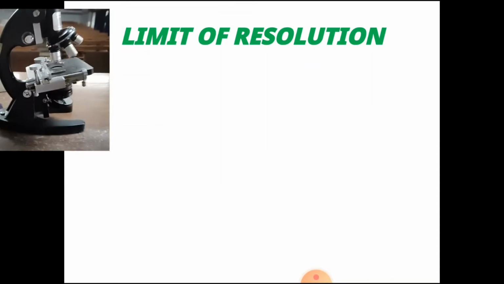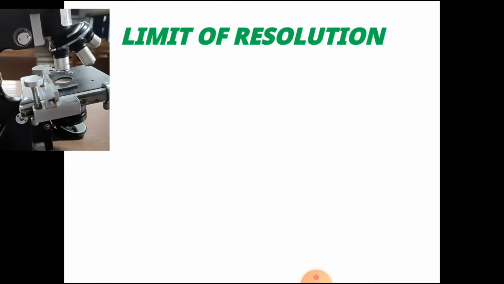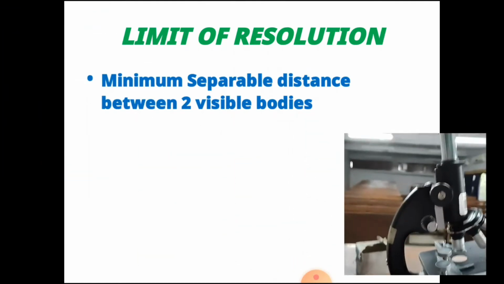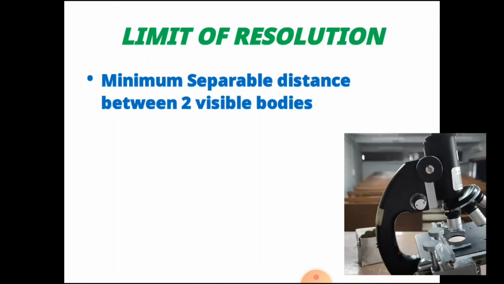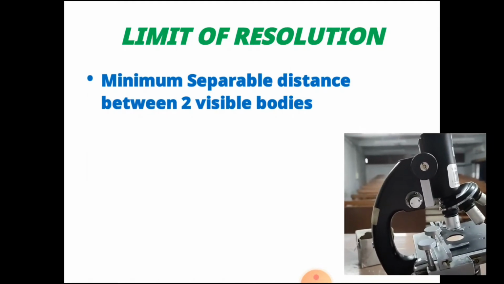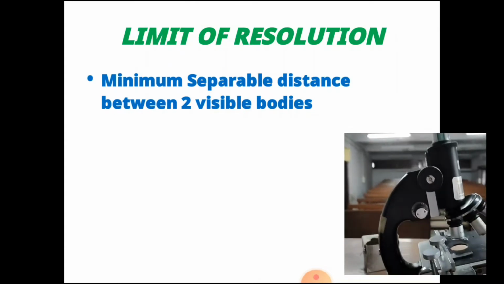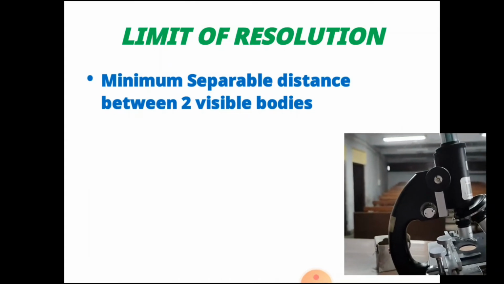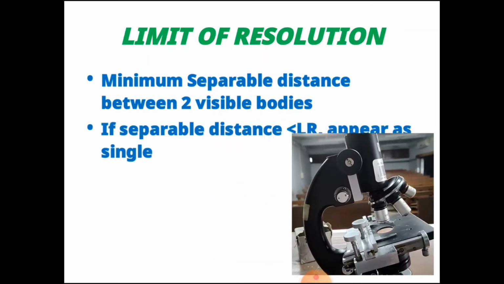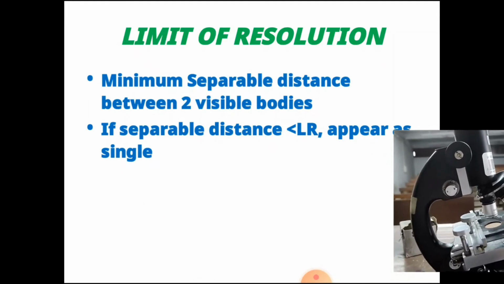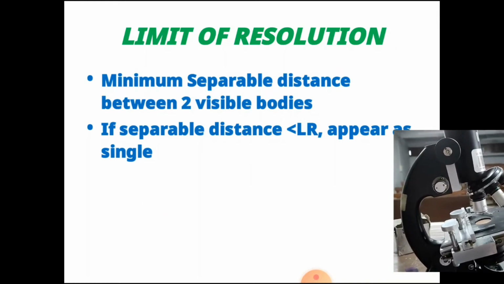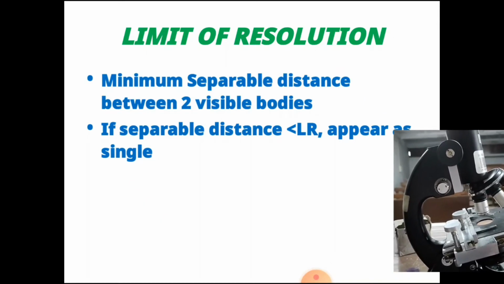Now, limit of resolution. It is the minimum separable distance between two visible bodies, or the minimum separable distance between two visible dots. That is known as the limit of resolution. If the separable distance is less than the limit of resolution, the two dots appear as a single dot.